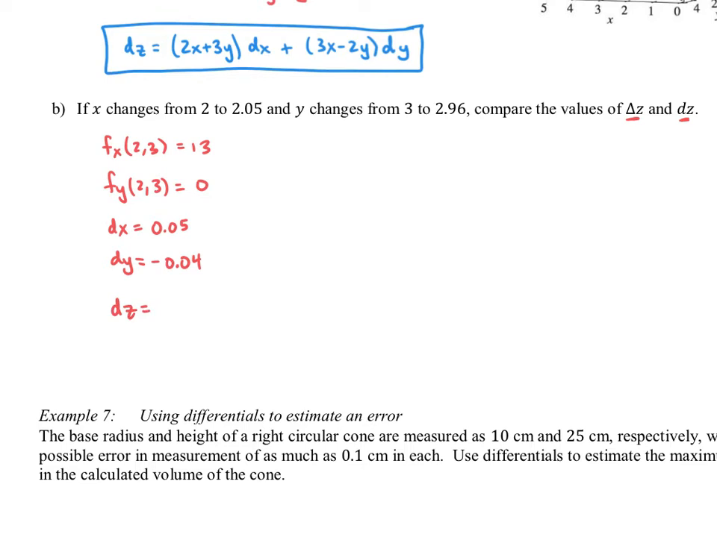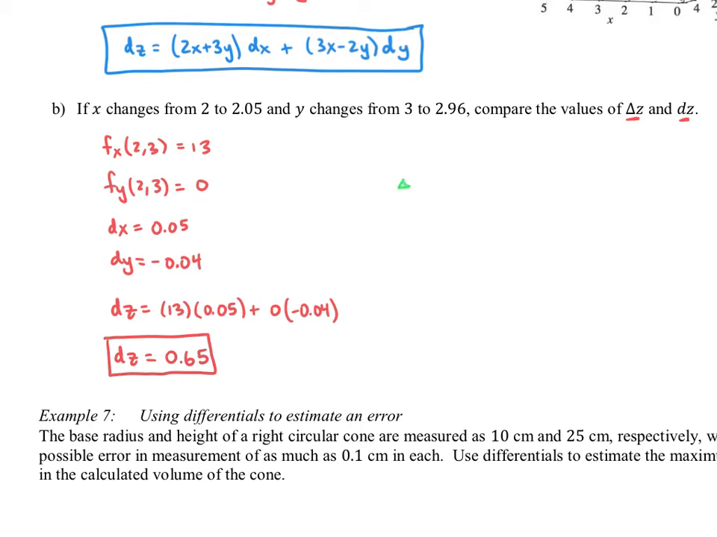So we have 13 multiplied by dx, which is 0.05, plus 0 times negative 0.04. So we just need to take 5 times 13 and adjust our decimals there. So we have dz equal to 0.65. That's considered the differential. That's our approximate, okay?